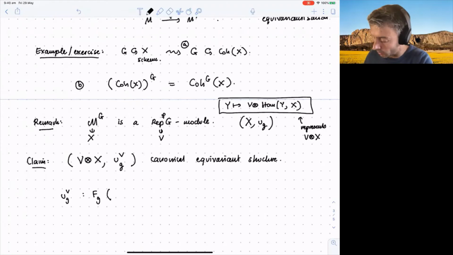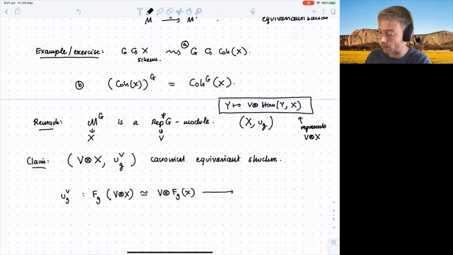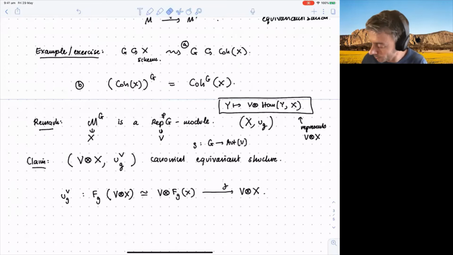So V tensor X is canonically isomorphic to V tensor F of G X. And here I can use that this is a representation, so I have a map rho from G to Aut of V, and I use rho G tensor U G, and this takes me to V tensor X. So that's equivariantization.